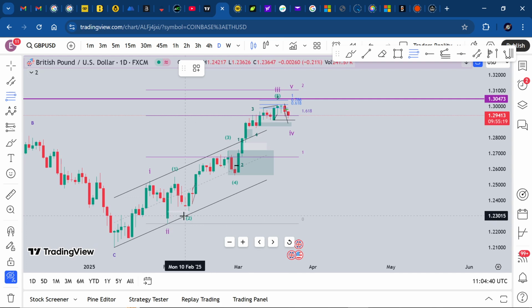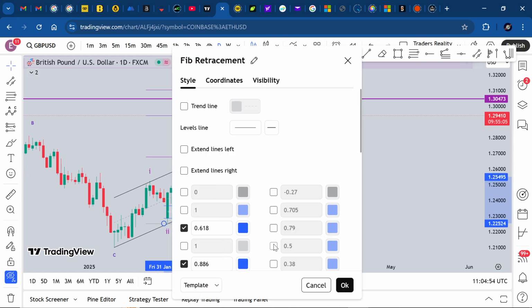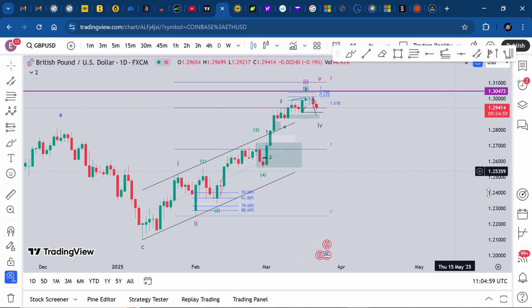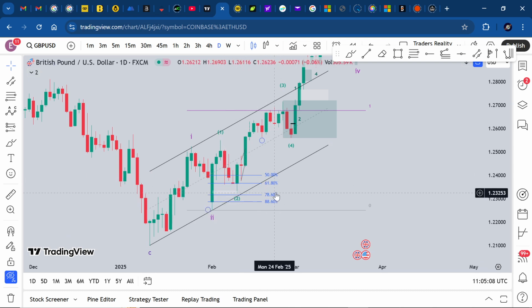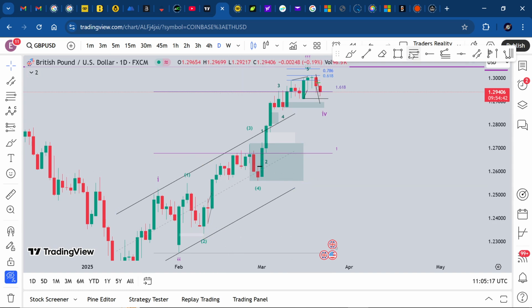So wave 2, 1, 2, we can already see it is somewhere between the 50 and the 0.786, okay? Just flick them on. There you go. Between the 50 and the 0.786, so that's fine. Right, all right, the 4th wave is supposed to be 0.236, yeah? Or nearby that.